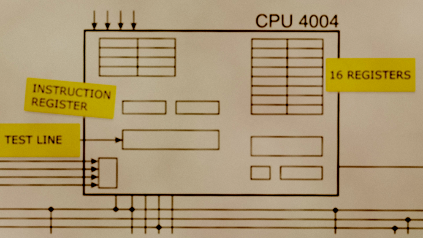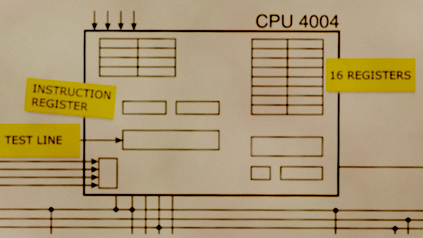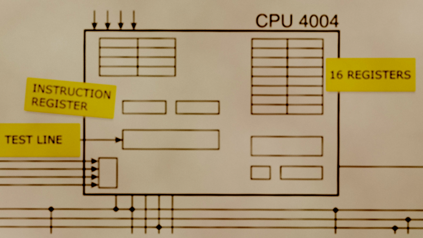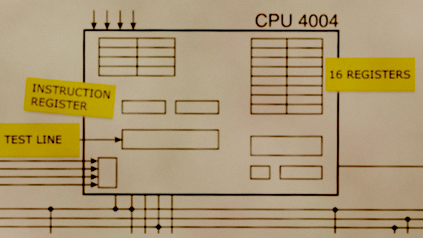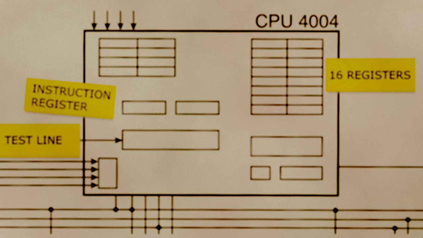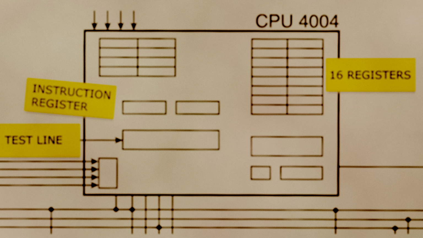Here are the 16 4-bit index registers. They act as temporary storage and can also form 8 pairs of 8-bit registers for memory addressing. The 8-bit instruction register. It fetches and temporarily holds the instruction from the ROM so the processor can decode it.